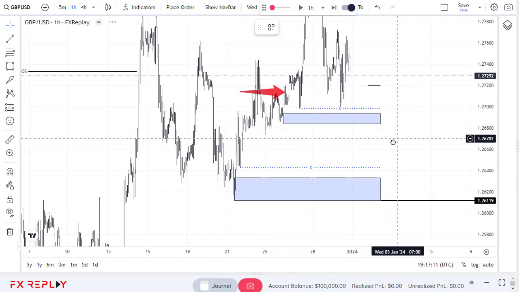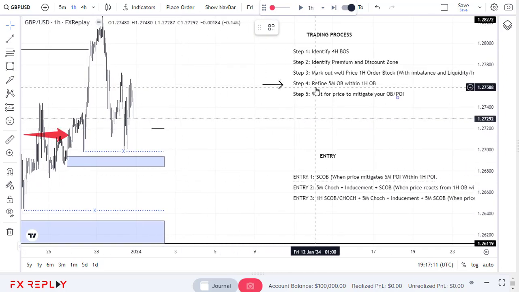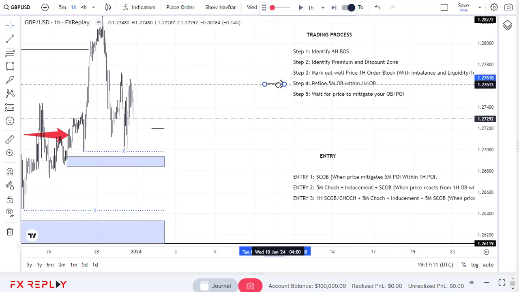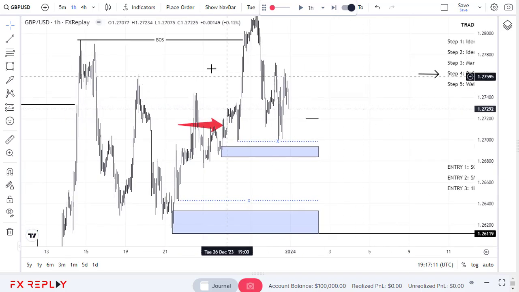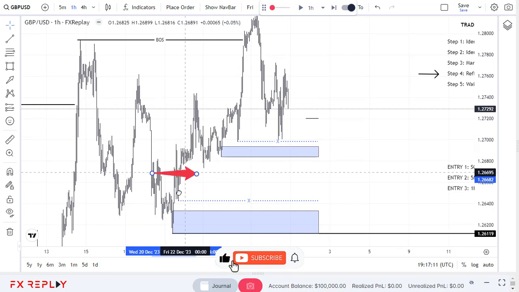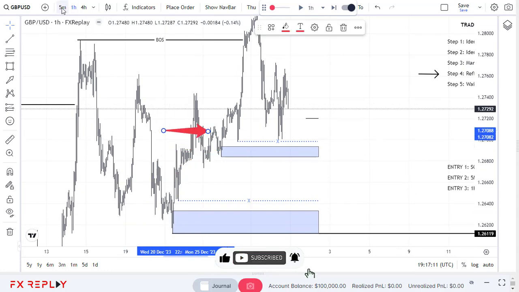Let's see what the next step says. The next step here says refine 5-minute order block within 1-hour order block. Now I'm going to go to the 5-minute time frame to refine these 2 order blocks. I have marked this one and this one. Those are the 2 order blocks I'm interested to buy from. Let's go to the 5-minute time frame.